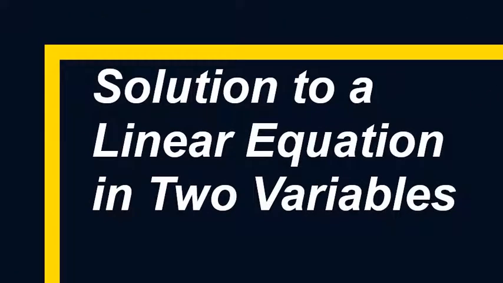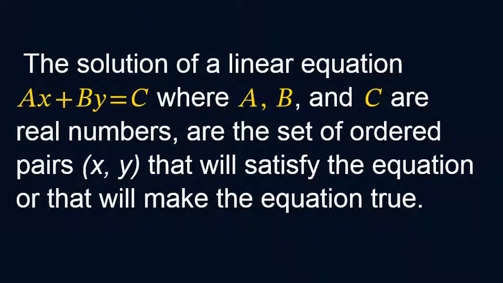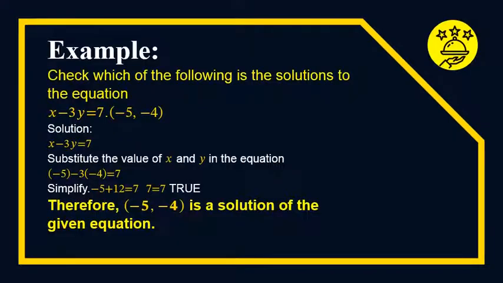Finding the solution to a linear equation in two variables. The solution of the linear equation ax + by = c, where a, b, and c are real numbers, is the set of ordered pairs (x, y) that satisfy the equation or that will make the equation true. Example number 1. Check which of the following is the solution to the equation x - 3y = 7. First, we have (-5, -4).